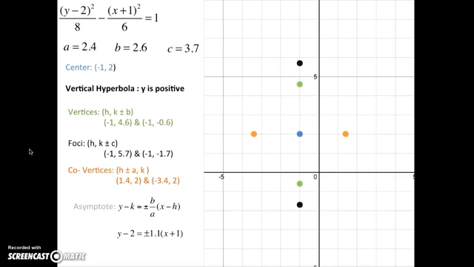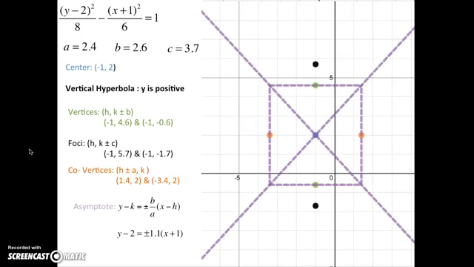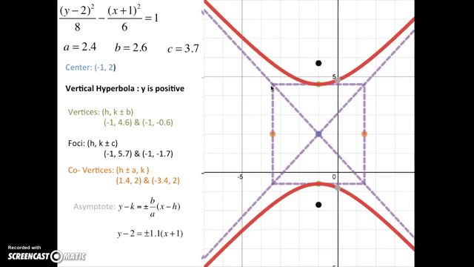Plot all your points first. Make your rectangle that goes around the covertices and the vertices. Your asymptote's going to cross through the diagonals. And then since we have a vertical hyperbola, it's going to open up and down. And remember, your focal point always needs to be inside of your hyperbola.